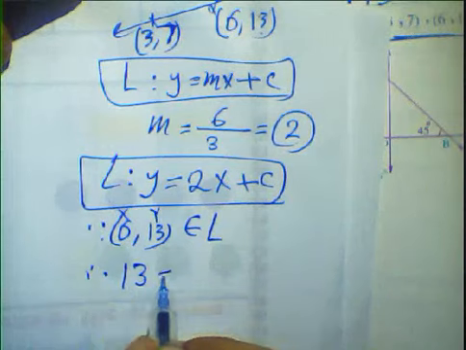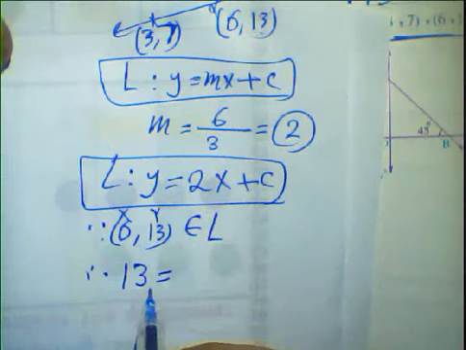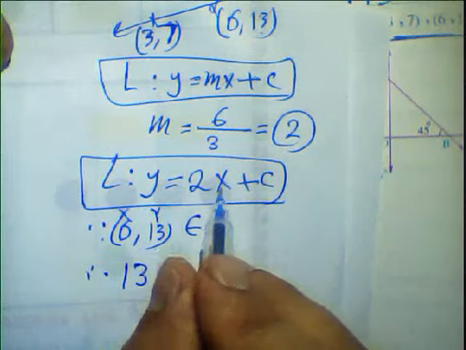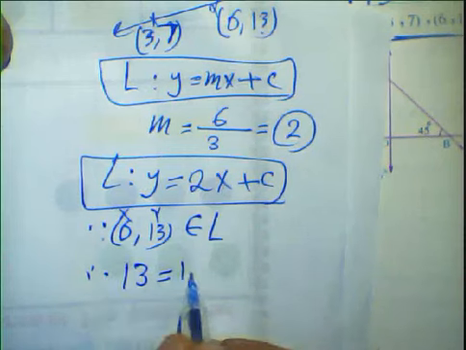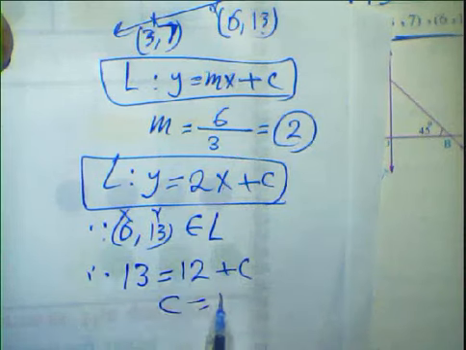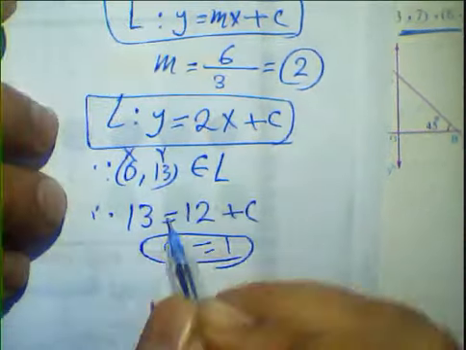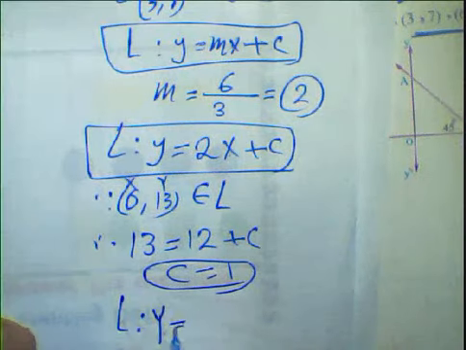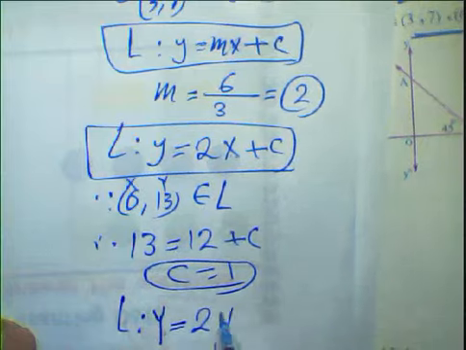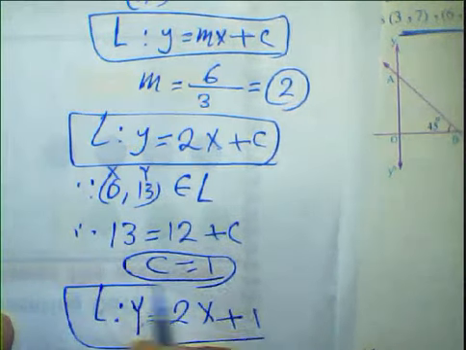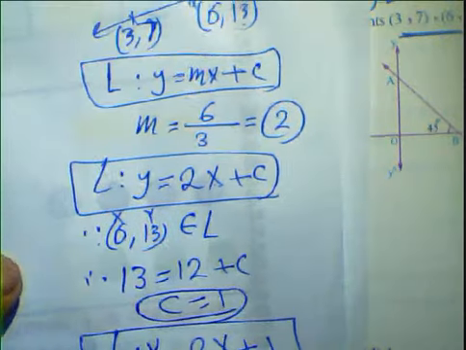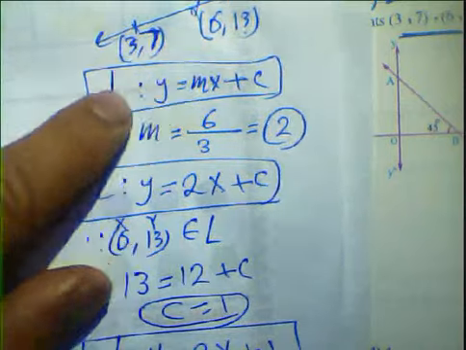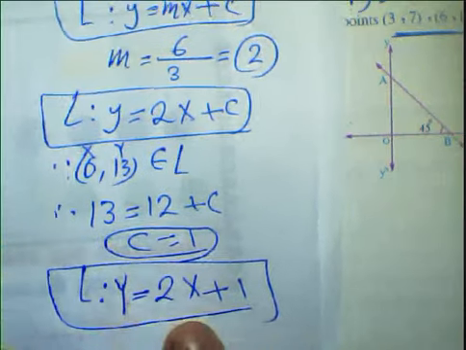So 13 will be equal, we substitute y and write 13 equals 2 times 6. 2 times 6 equals 12 plus the constant. Then the constant will be equal to 1. Then the equation will be L such that y equals 2x plus 1. Okay, it's the equation of the straight line passing through 3, 7 and 6, 13. It will be y equals 2x plus 1.